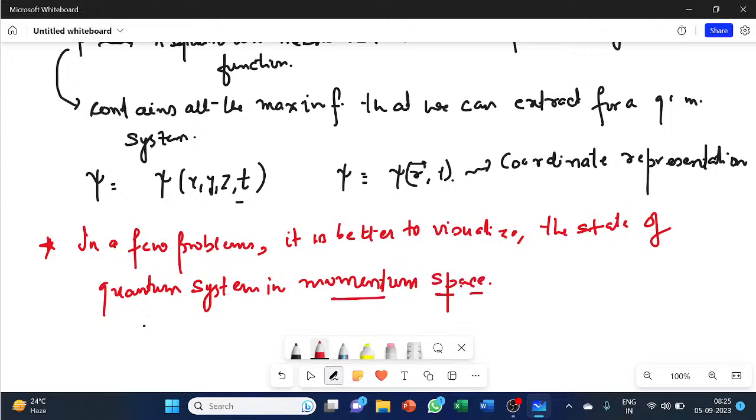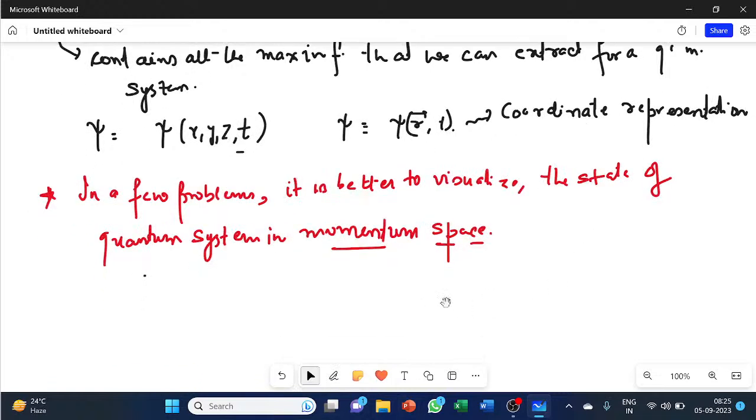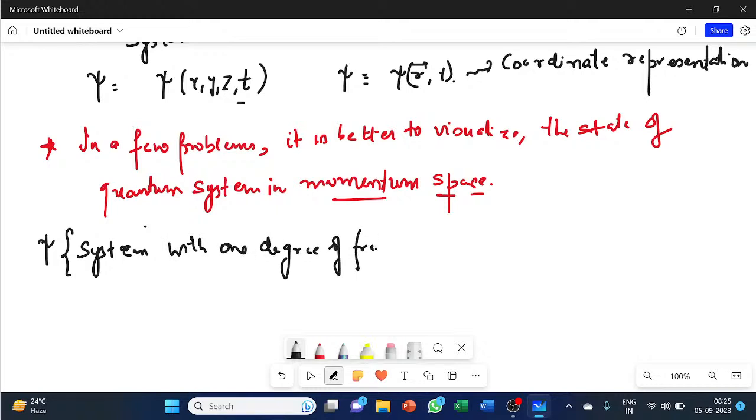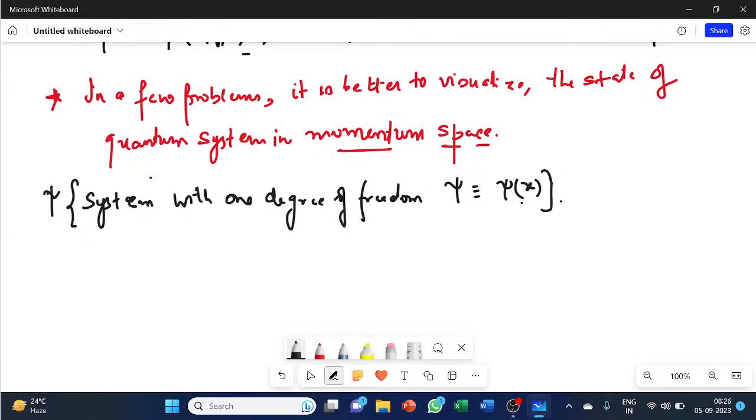In momentum space. We'll come to all these things later on, but just remember this. Let's say we are discussing a system with 1 degree of freedom, which would imply that I am discussing psi as a function of x only. If that's the case, how do you change your wave function from coordinate space to momentum space?